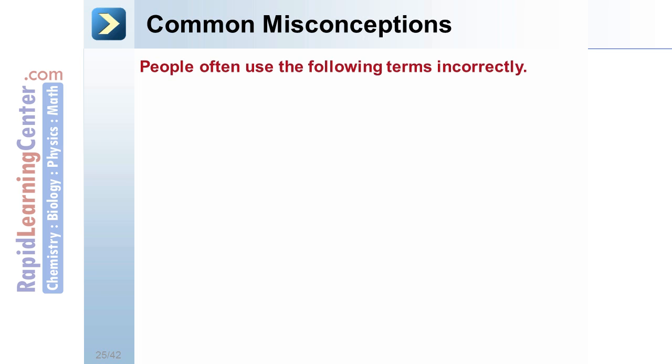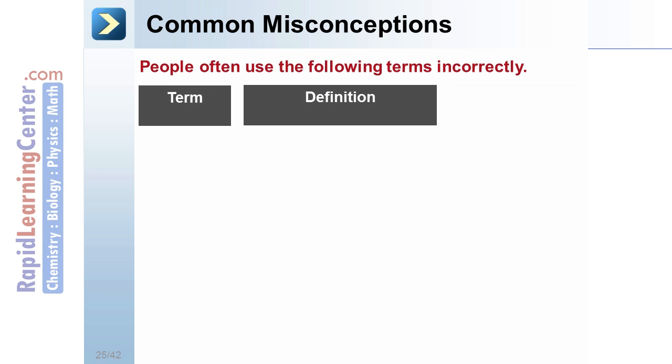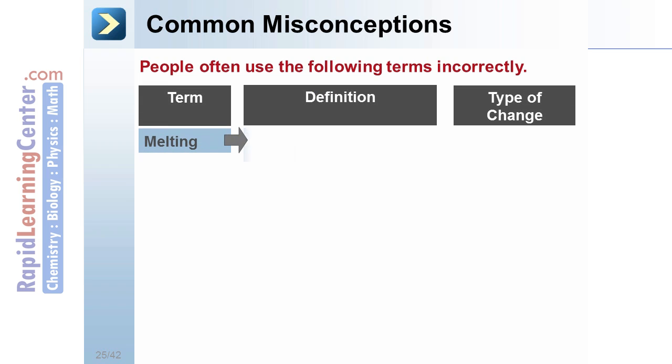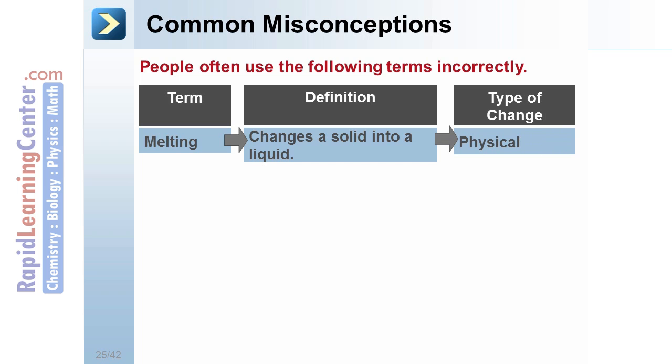There are several terms that people often use interchangeably or in the wrong manner. These words have very different meanings and should be used correctly. Melting is a change from a solid into a liquid. It's a physical change. People often say something is melting when it really is dissolving.